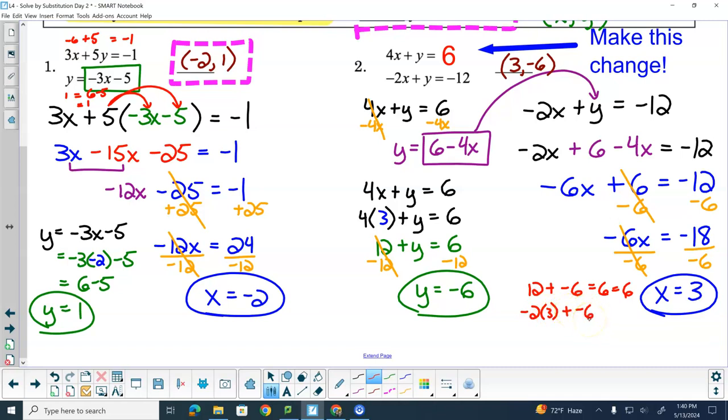So what are we going with? Negative 2 times 3 will be negative 6, plus negative 6 is negative 12. Is negative 12 equal to negative 12? So then that's our answer. With me? Flip it over.